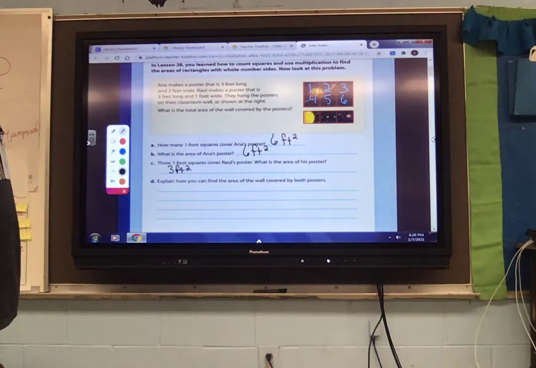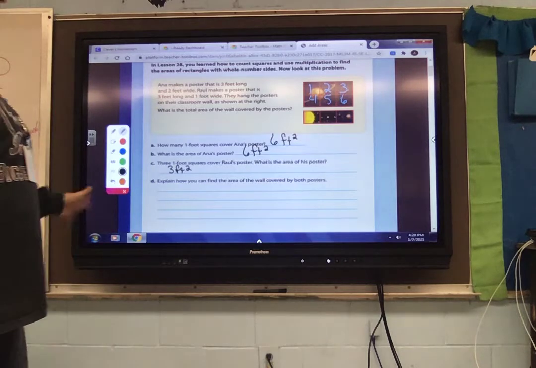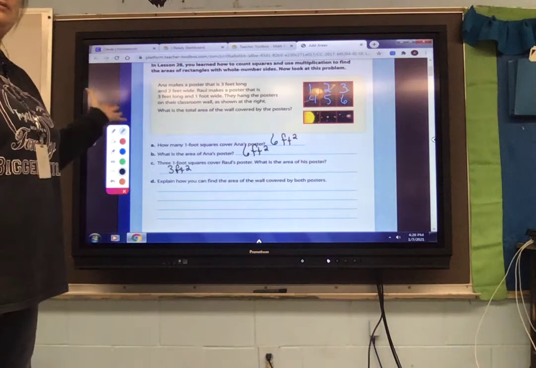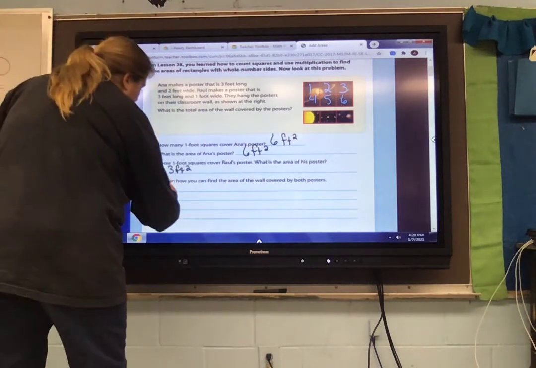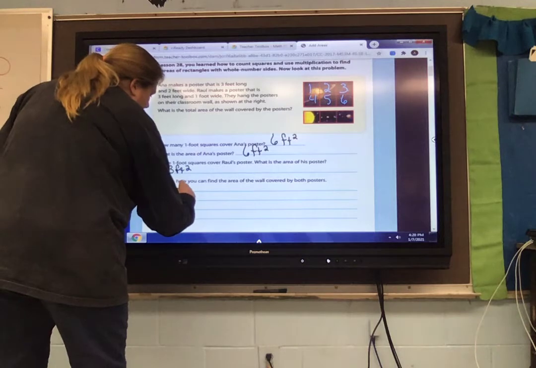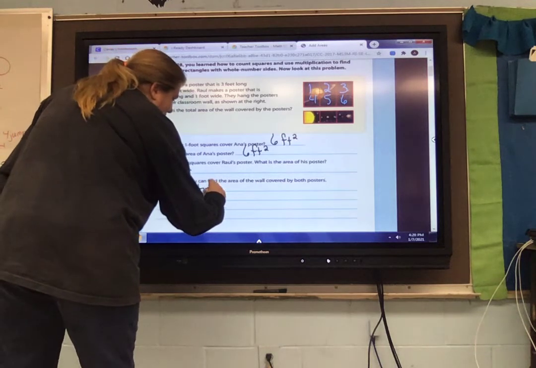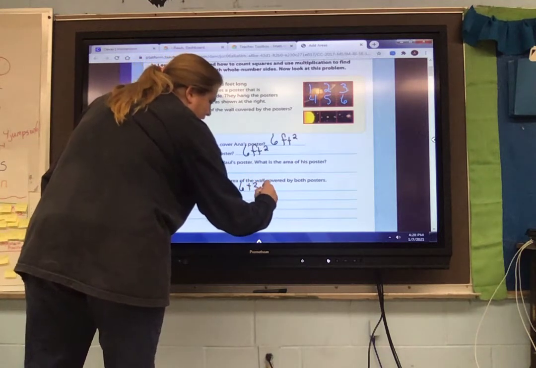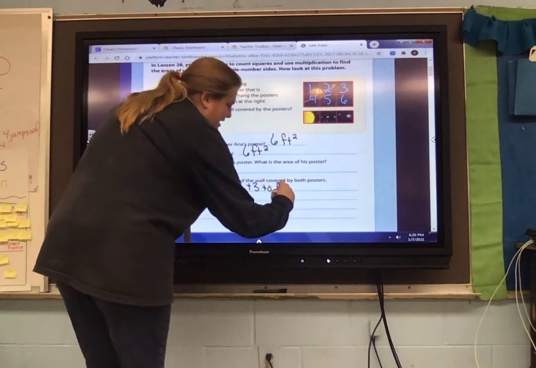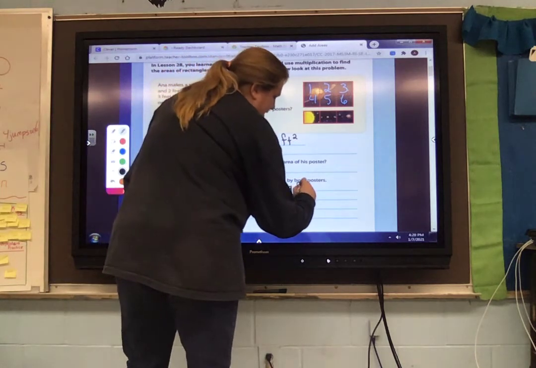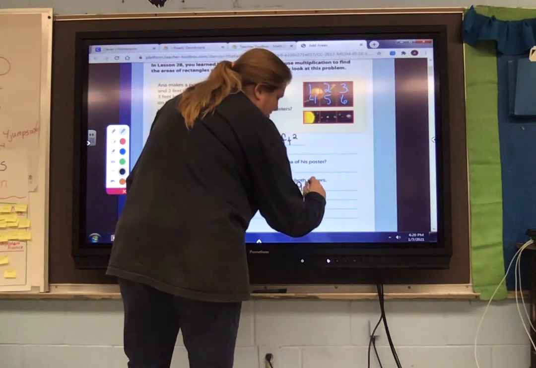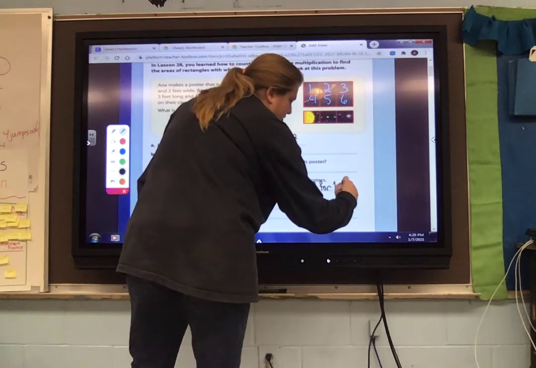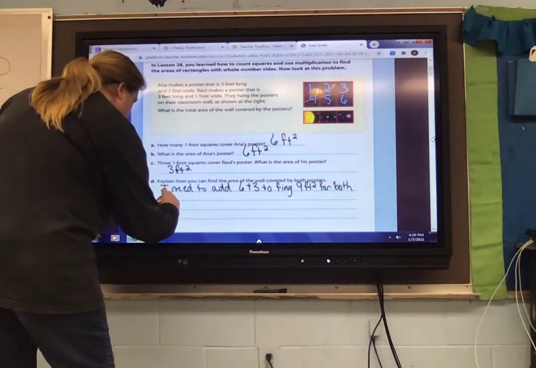Explain how you can find the area of the wall covered by both. What would I need to do if I wanted to know both of their posters? Well, I need to put them together, don't I? So I would add, I'm going to write, I need to add 6 plus 3 to find, what is 6 plus 3? 9 feet square for both the posters area.